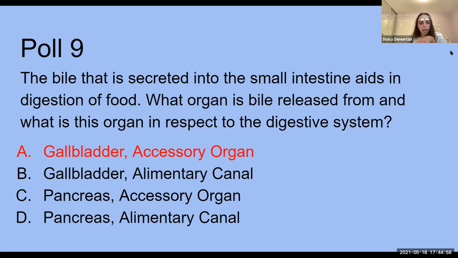It's not part of the alimentary canal. It's not part of this mouth to anus tube. The gallbladder is not coming in contact with the food, but it plays a big role in the digestive system because it's going to release that bile, which is going to go into the small intestine and help digest food.